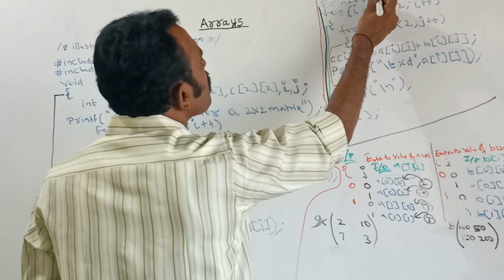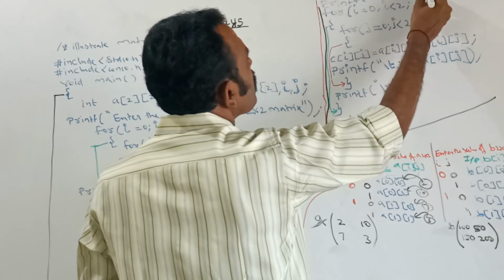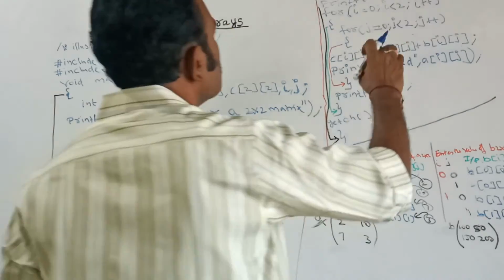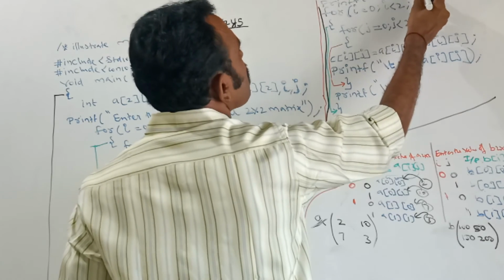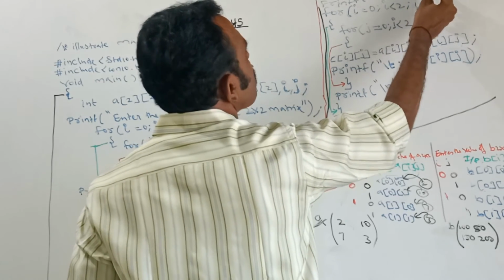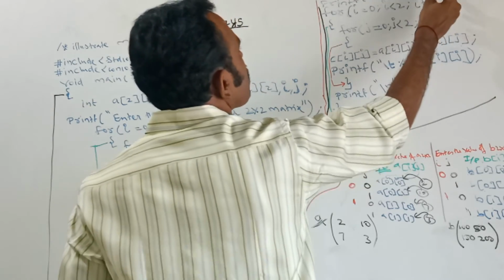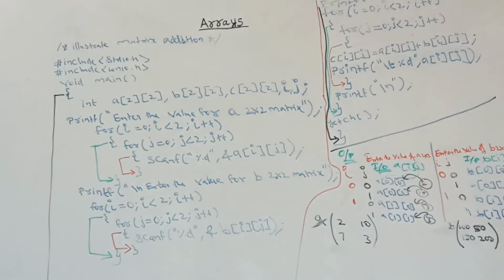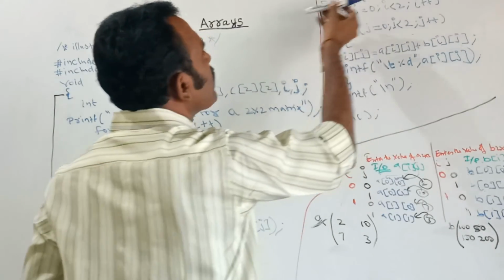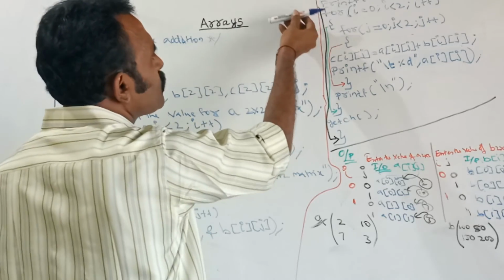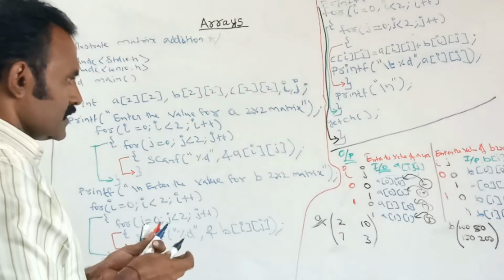printf \n result \n. Here printf \n result, next \n. Here you close the printf statement. So after getting this B value, the controller will come to this step, and it will print like this, printf \n result is equal to.